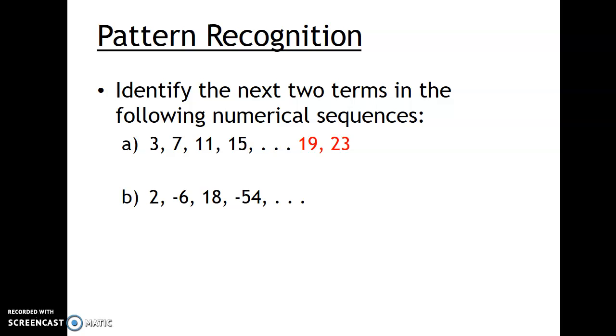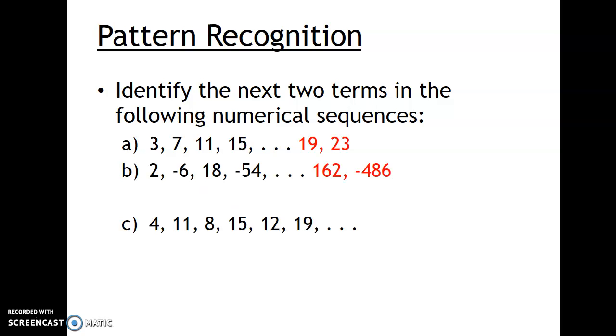And then we have this alternating plus minus thing. If you didn't want to talk about it in terms of tripling, you can suggest that we are multiplying by -3 each time. That would give us the same sign change. And that ends up giving us terms following this -54 of 162 and -486.